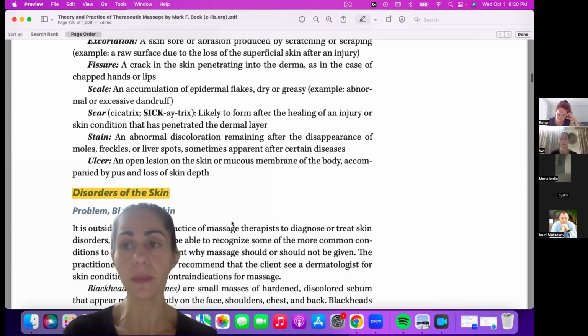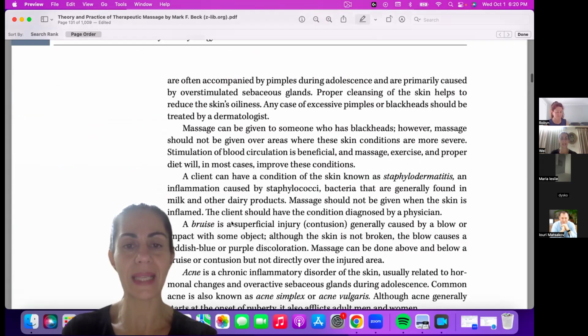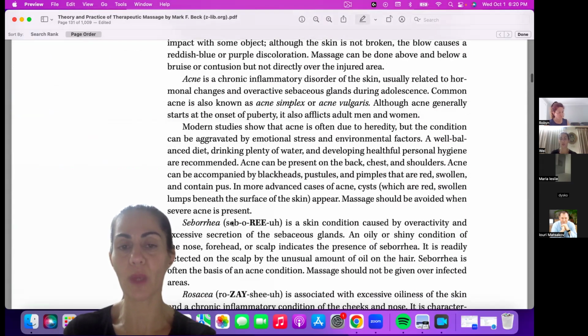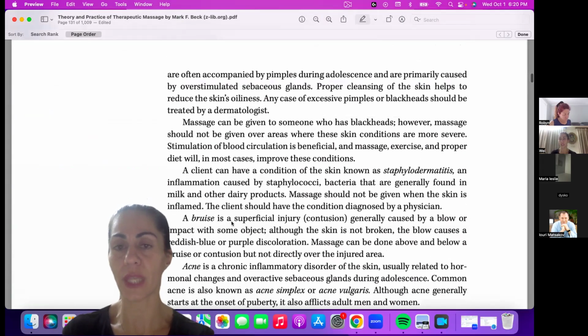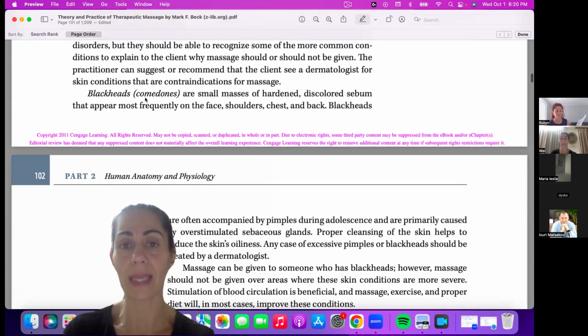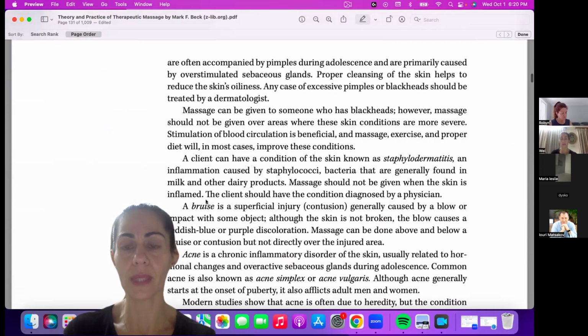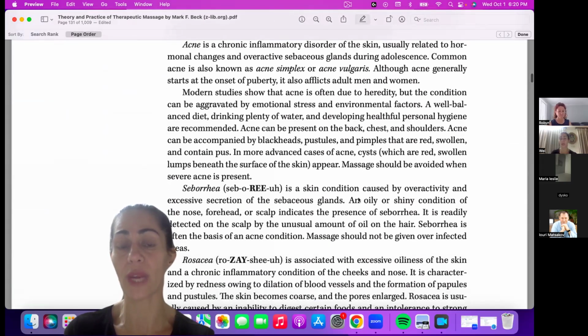All right. Yeah, disorders of the skin, you got blackheads. I know it tends to be too much, but I'm not going to go through all of them. I would rather spend more time actually going through the questions on the ABMP. And we're going to do it open book, of course, so we'll go through it. So any discoloration or blemishes can be from blackheads, bruise, acne, seborrhea, so it's a skin condition caused by overactivity and excessive secretion of sebum glands. It's just over-excretion of oils.